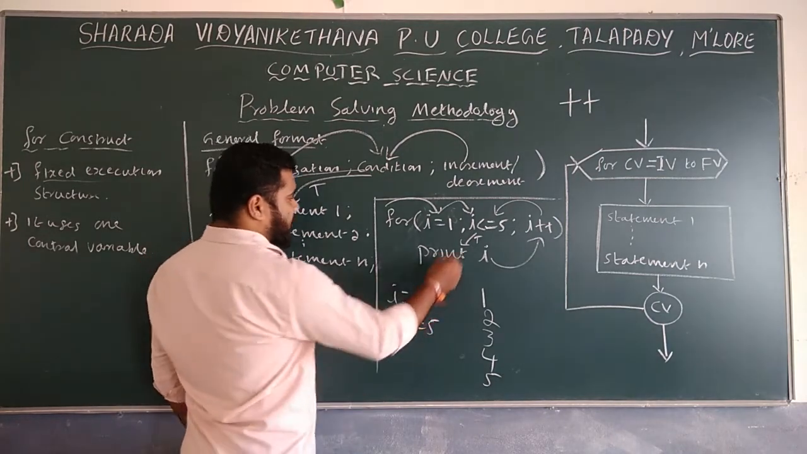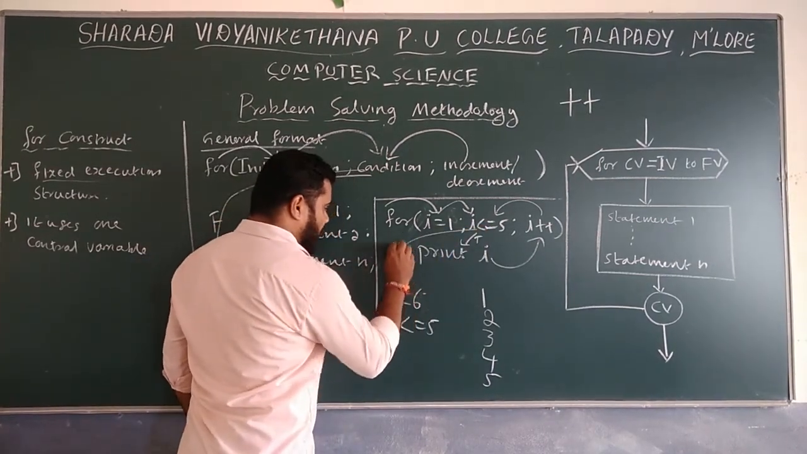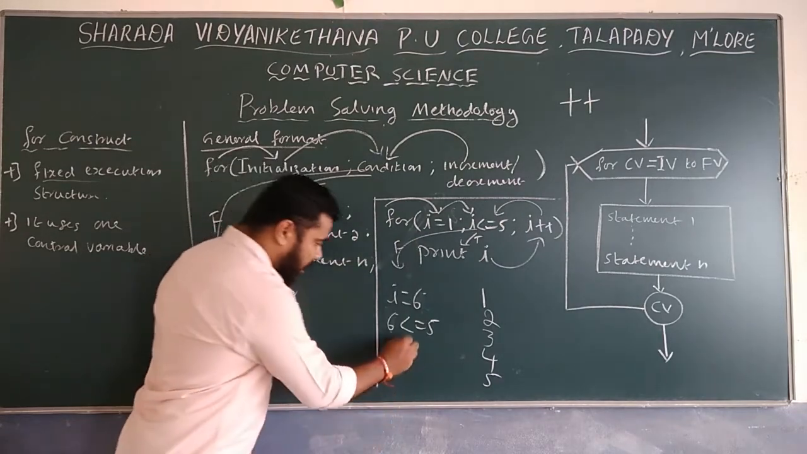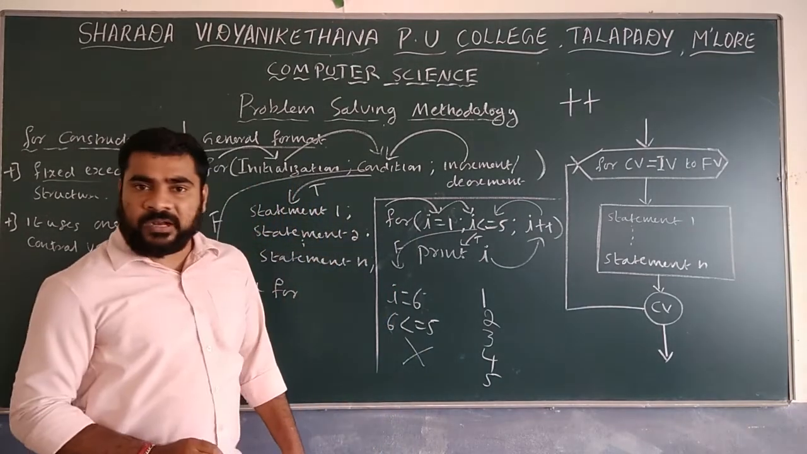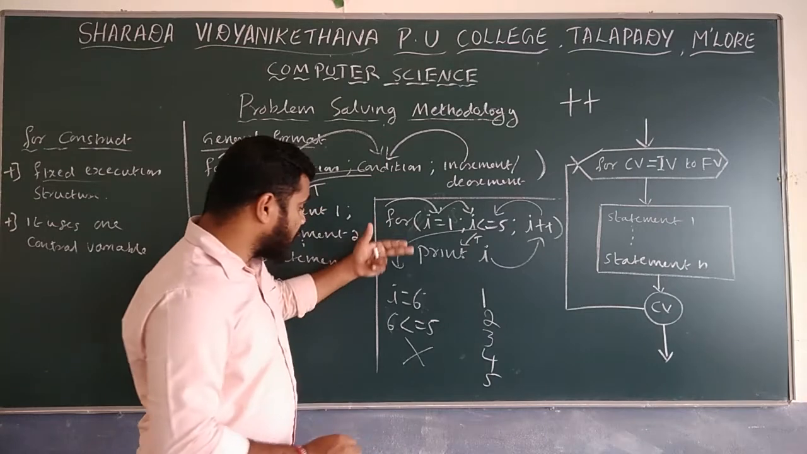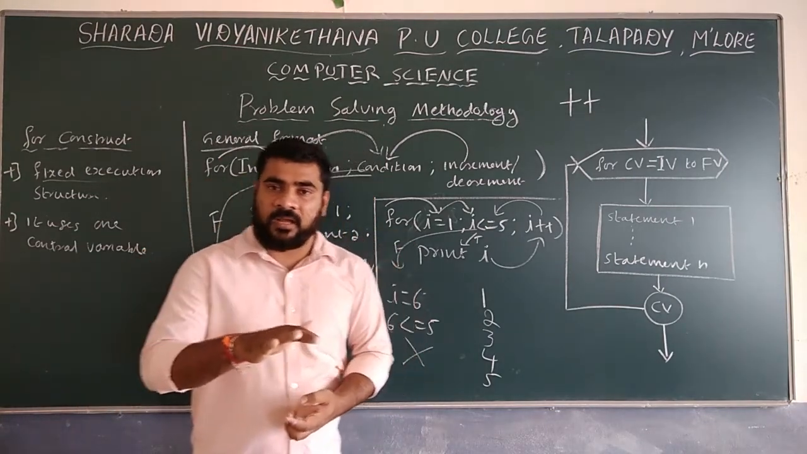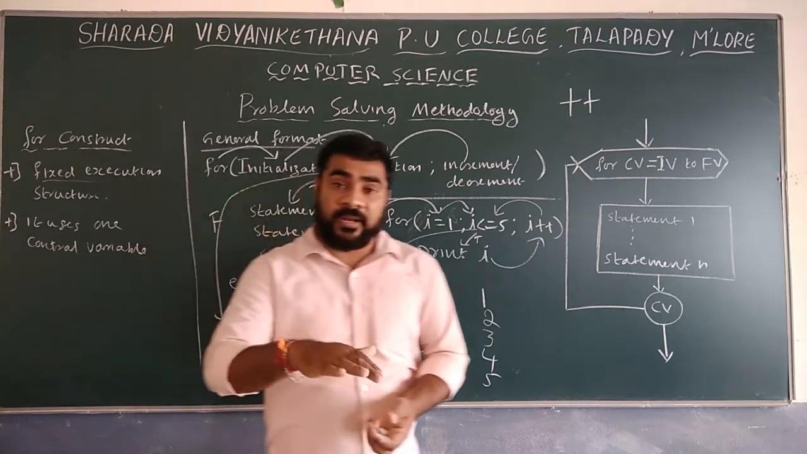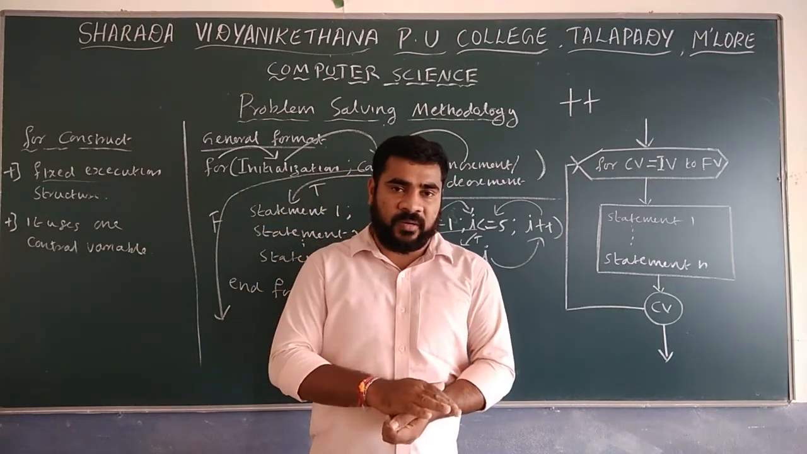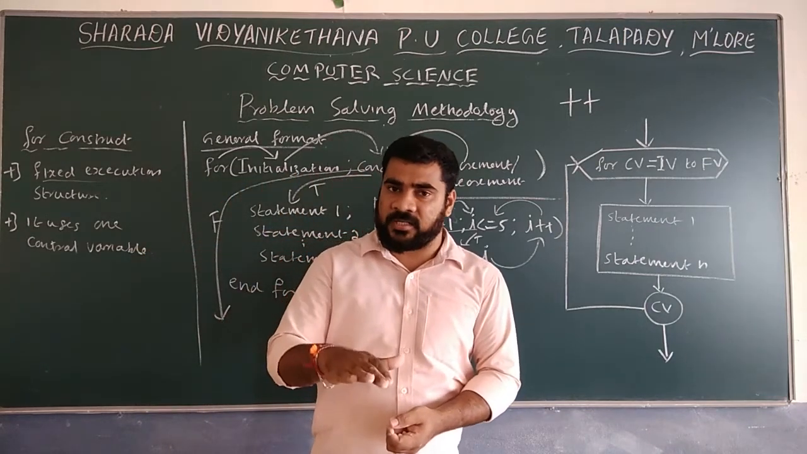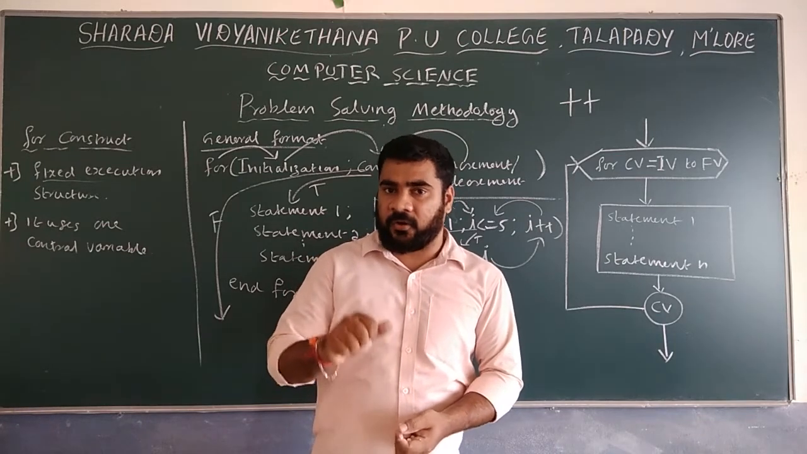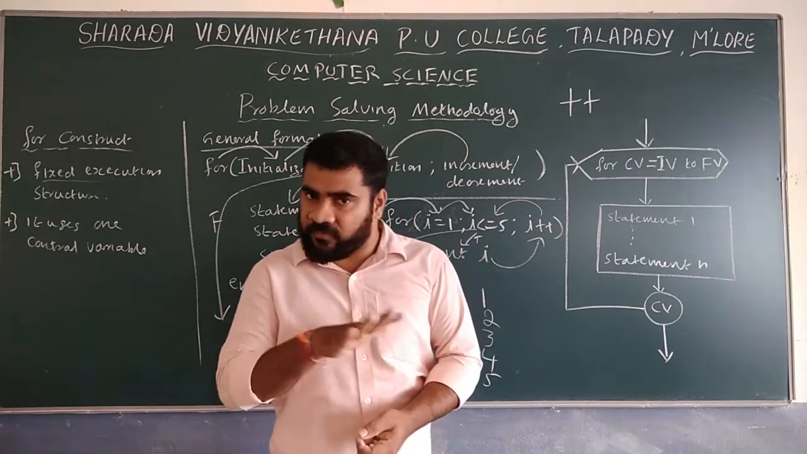So when our condition is not satisfied, control is going to move out from the loop. When our condition is not satisfied, control is moving out from the looping structure. This is the working of the for loop. Remember, the for loop, or for construct, is a very important topic in any programming language.